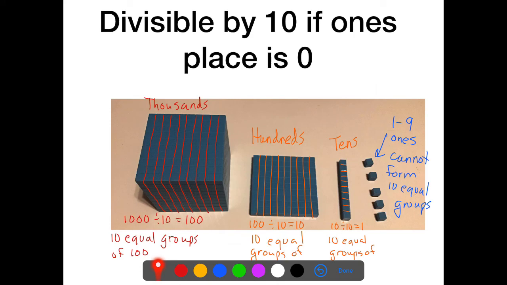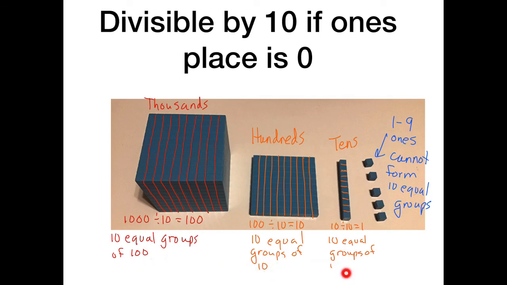A number is divisible by 10 if the ones place is 0. I can ignore the thousands. Each thousand is 10 equal groups of 100. Each hundred can be ignored because it's 10 equal groups of 10. Each 10 can be ignored. It's a group of 10 itself, or you can think of it as 10 equal groups of 1.